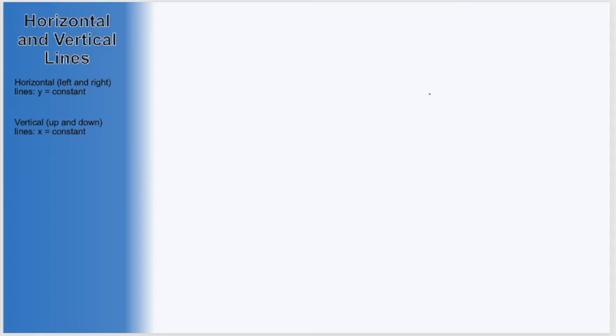Welcome back, everyone. Last time, we discussed a general approach to plotting equations on a coordinate grid. Starting here, we will go into more depth on the specific types of graphs and how we might more easily plot them from looking at their equations. In this video, we will focus on horizontal and vertical lines.